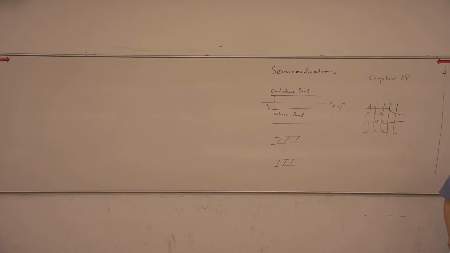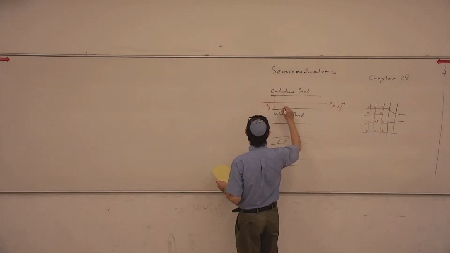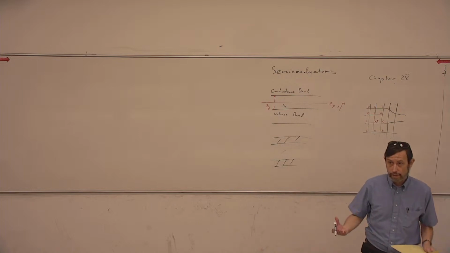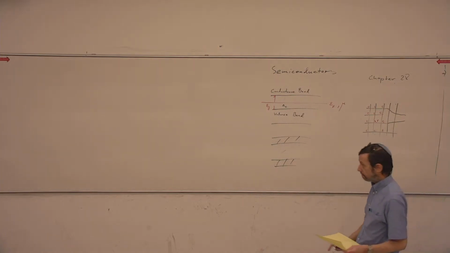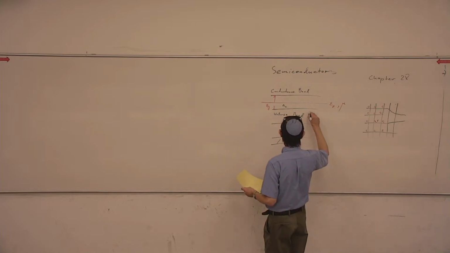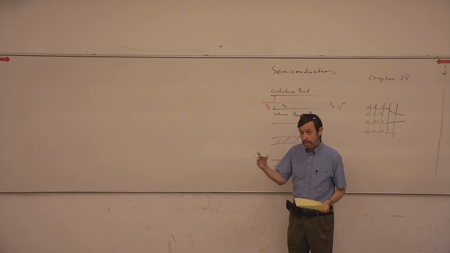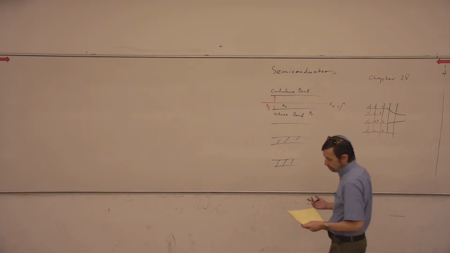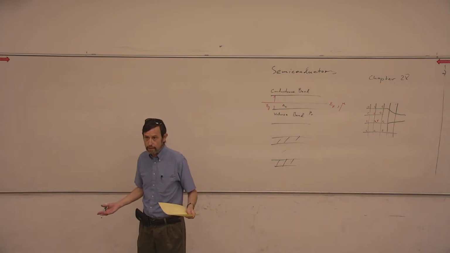So, in general, I'll call NC the density of electrons in the conductance band, and PV the density of holes, meaning missing electrons, in the valence band. And you get it just from statistical mechanics.